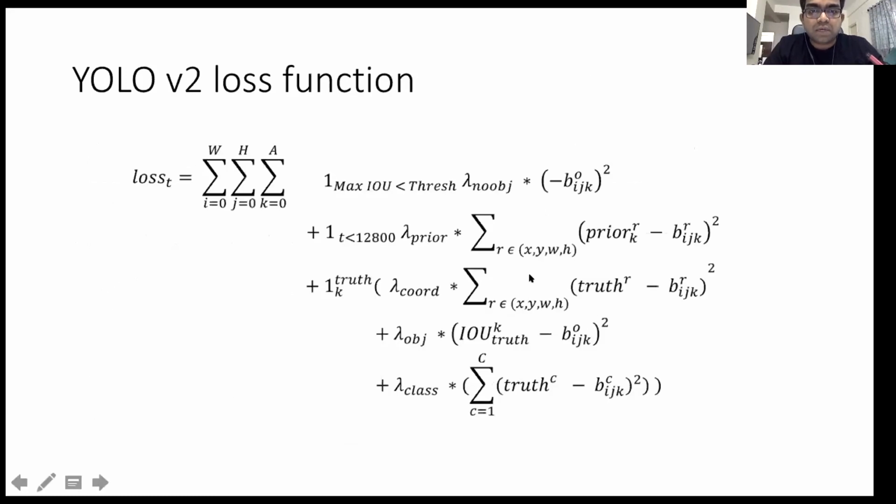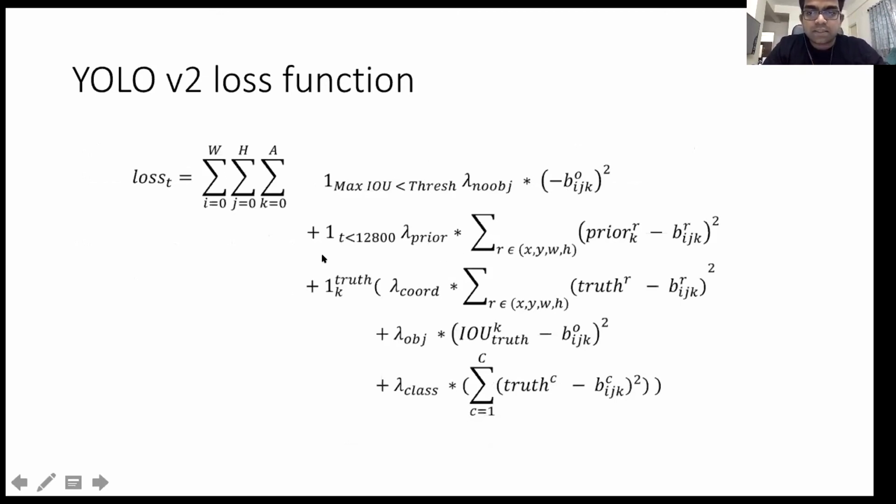which is if our max IOU is less than the threshold, if our bounding boxes don't contain any ground truth, we reduce the objectness score of that. That is our first loss function.